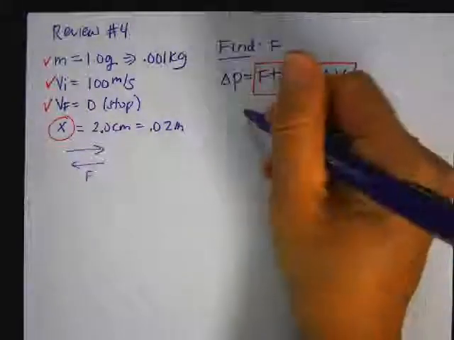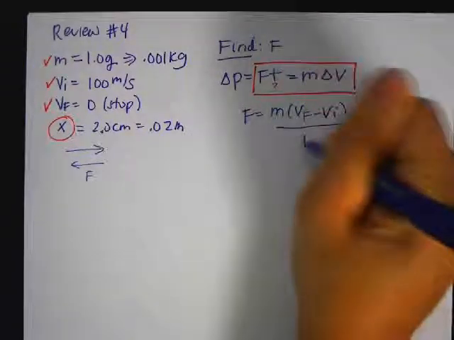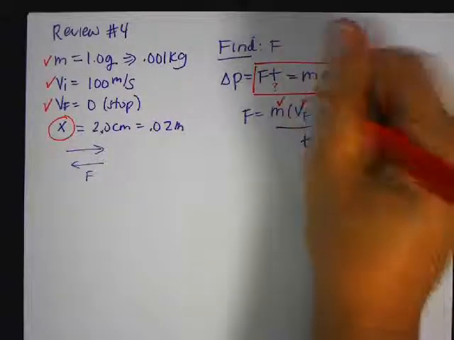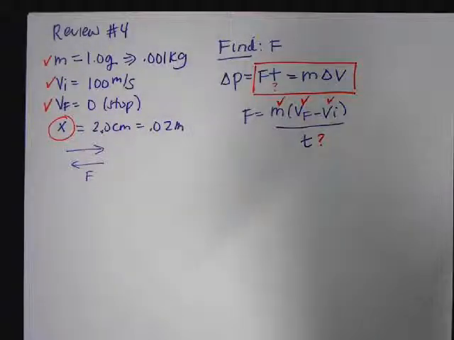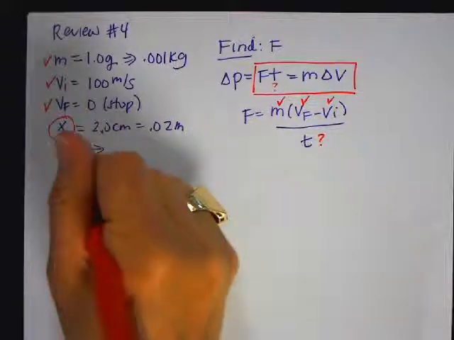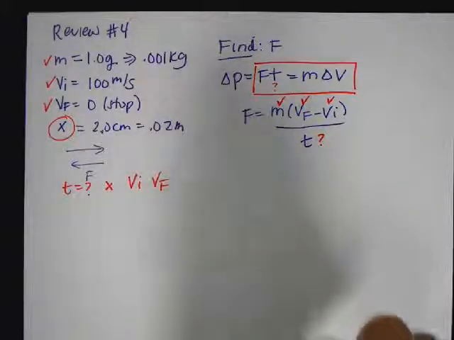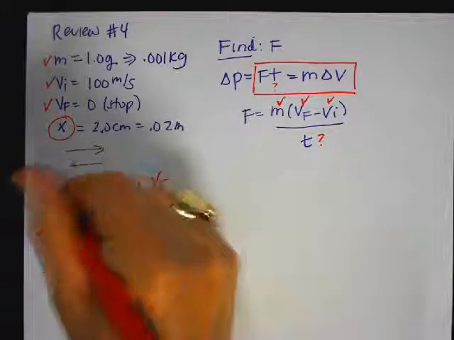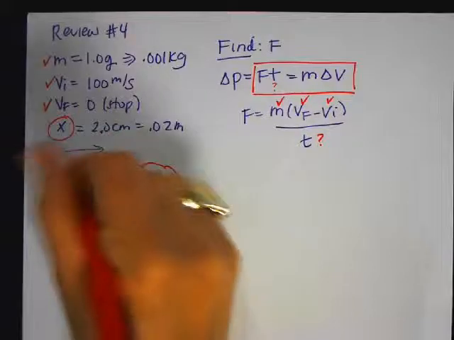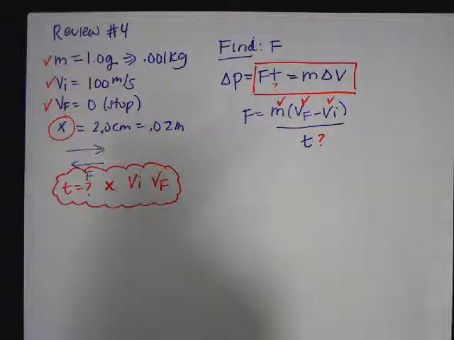So when I want to solve for F, F is going to be m times vf minus vi over t. I have m, I have vf, I have vi. The only thing I don't have is t, so somehow I have to figure out t. I have x, I have vi, and I have vf. Oh, is there one of those equations from Chapter 2 where I can figure out t if I have these other 3 things? Is there one of those equations? Yeah, there is. Okay, so that's what we're going to do.